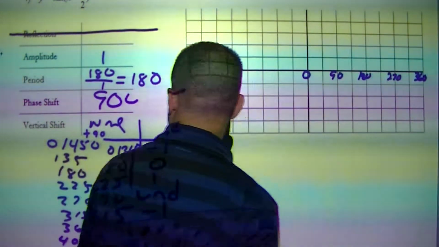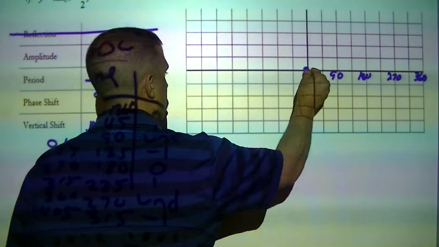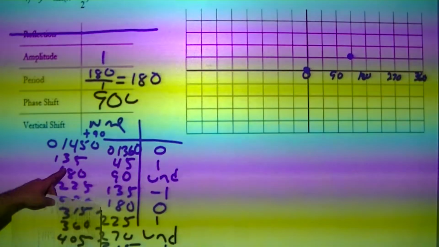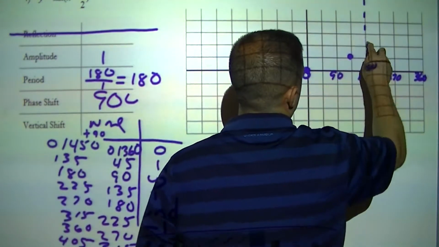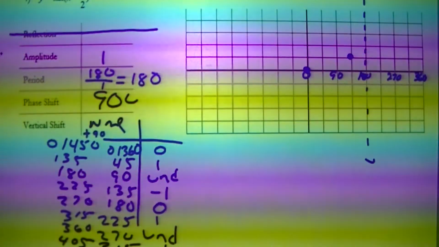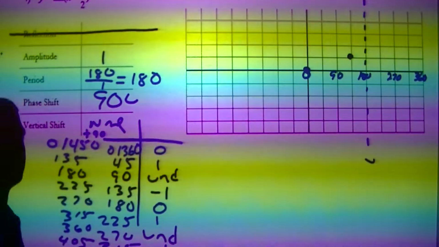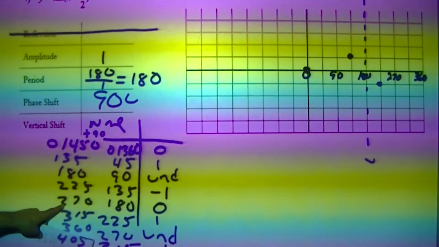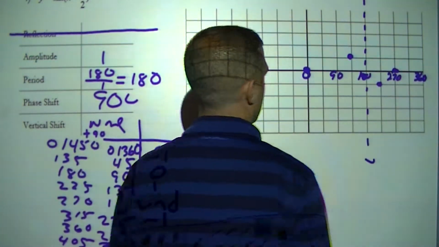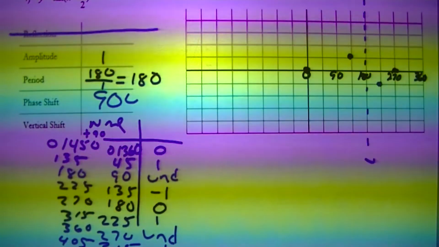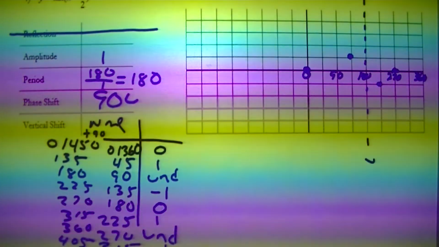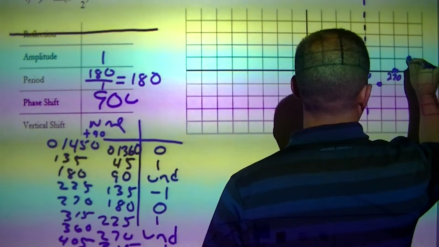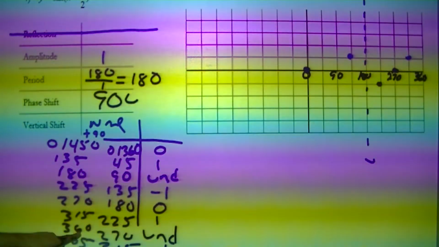All right? At 0, I'm going to be at 0. At 135, I'm going to be at 1. At 180, I'm going to be undefined. Okay? At 225, I'm going to be at negative 1. Okay? At 270, I'm going to be at 0. Okay? At 315, I'm going to be at 1. Okay? At 360, I'm going to be undefined.